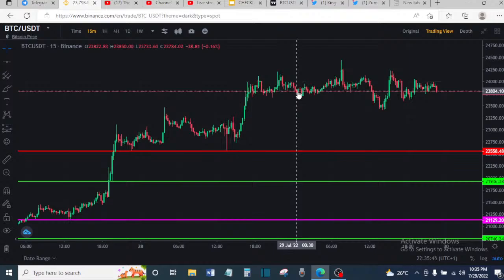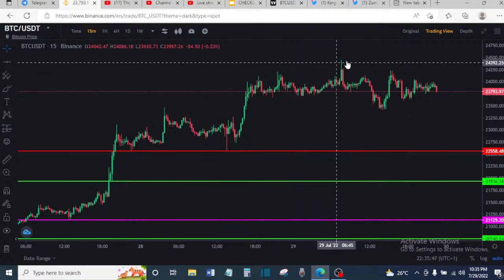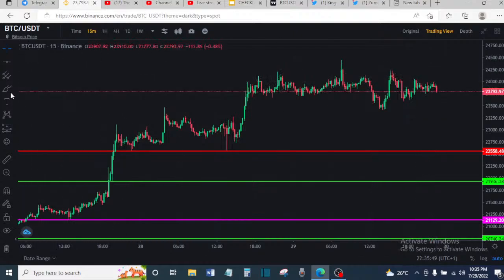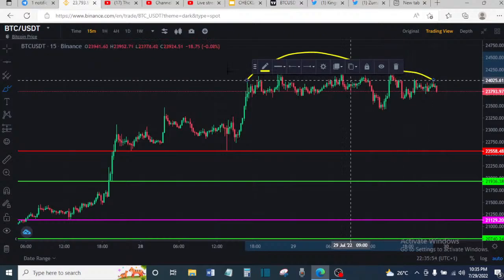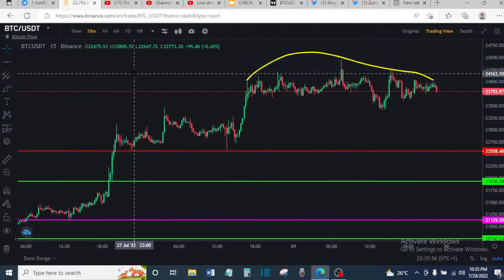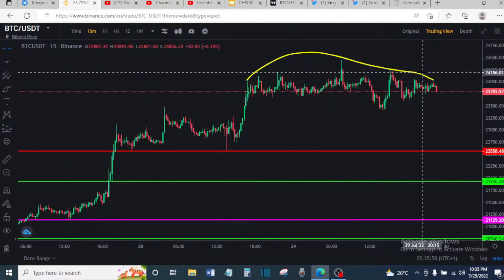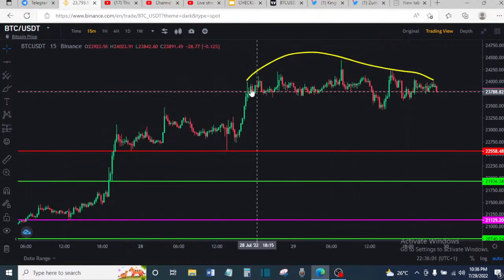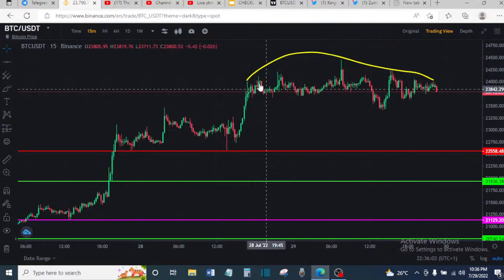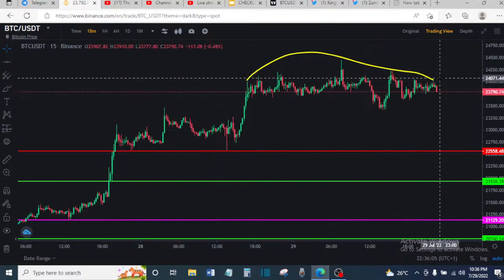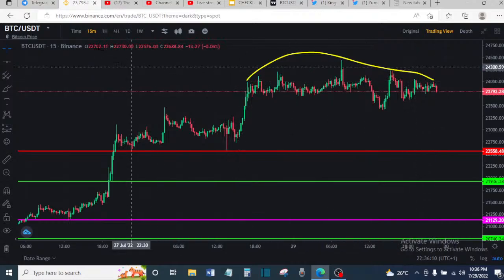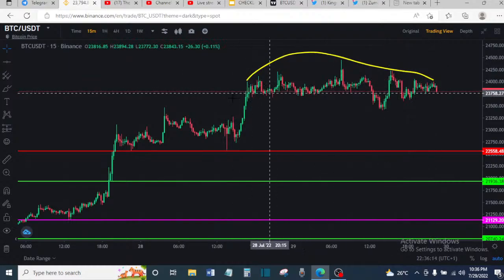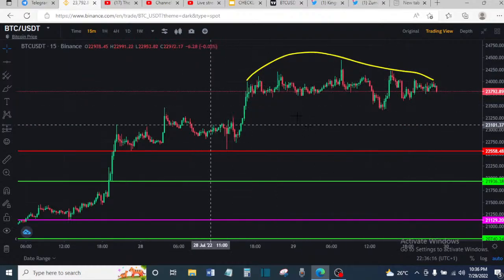So you can see they are creating a structure here. They are creating a structure here, and they will need to take it out. That's the reason why I'm saying that you can continue to monitor it using the strategic day trader analysis.